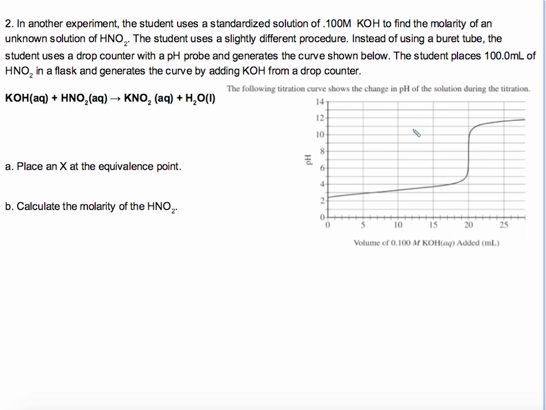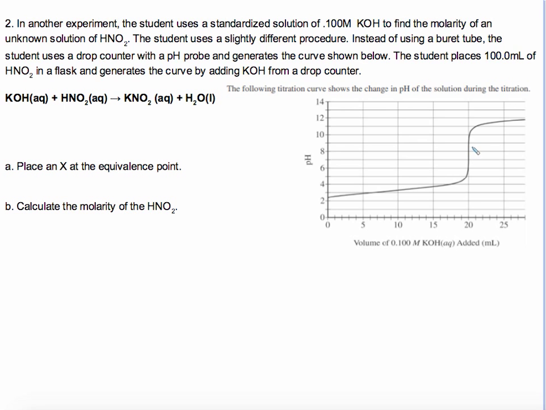All right, in another experiment, the student uses a drop counter and creates this curve right here. It's a titration curve. So this one they're doing potassium hydroxide and nitrous acid. All right, and so place an X at the equivalence point.